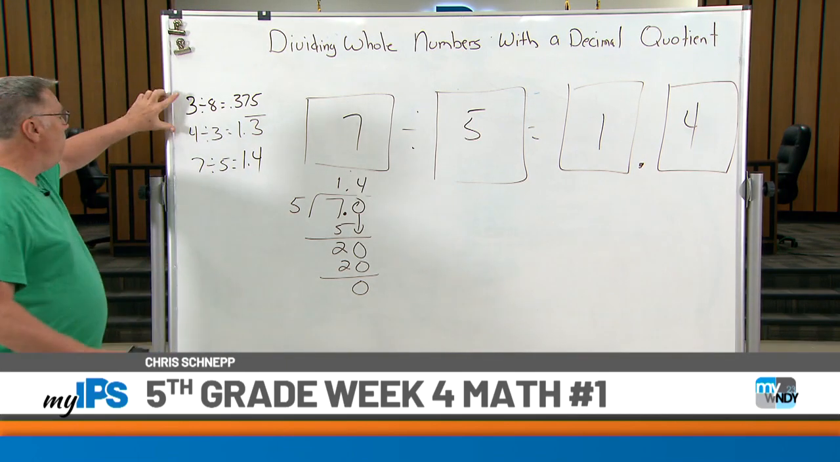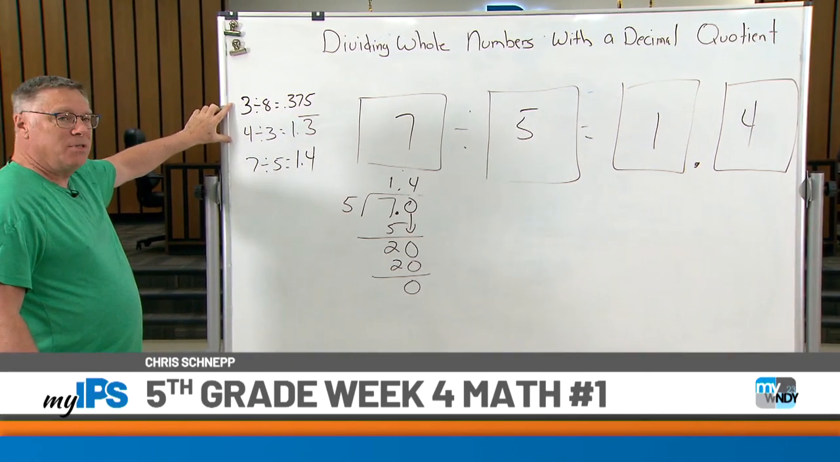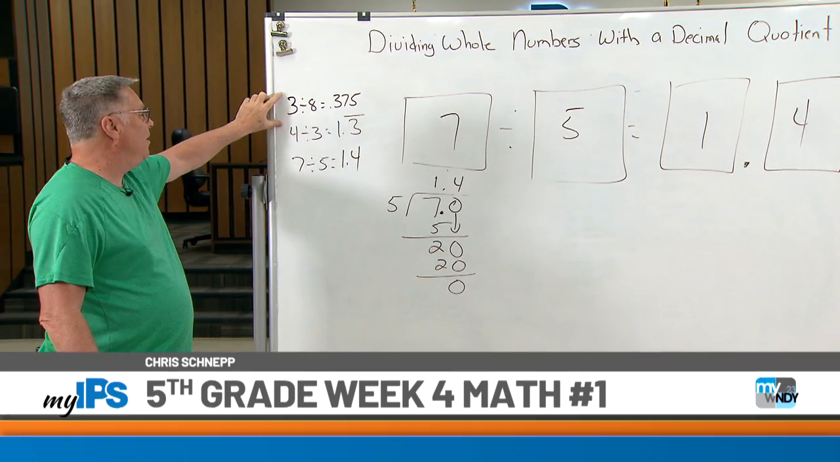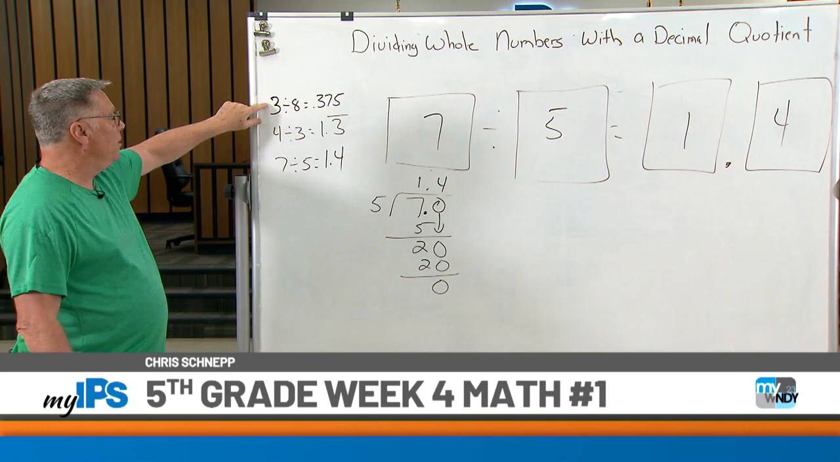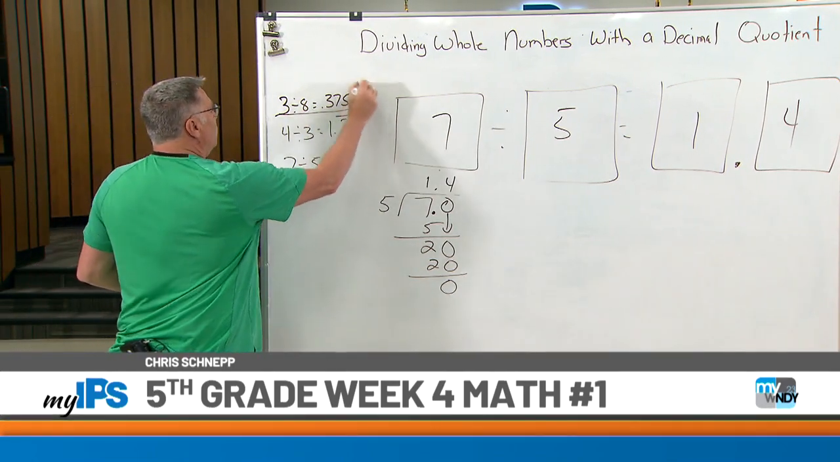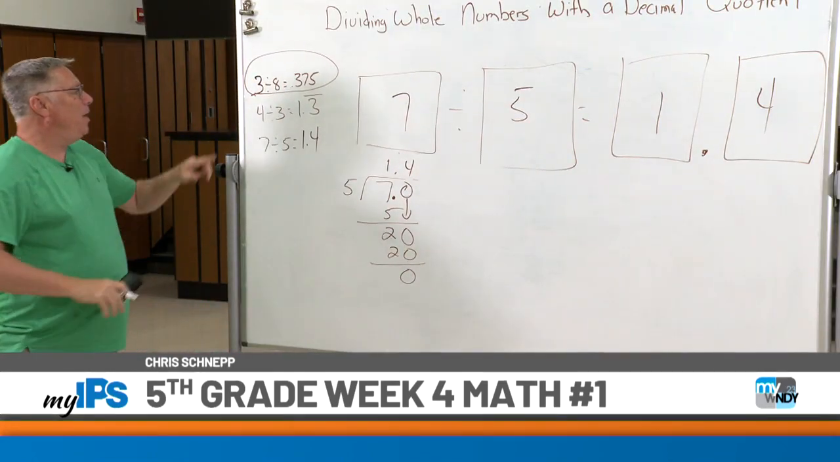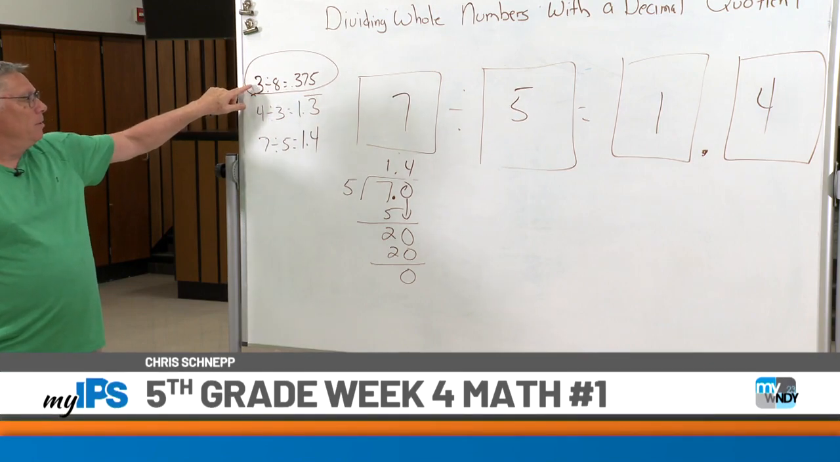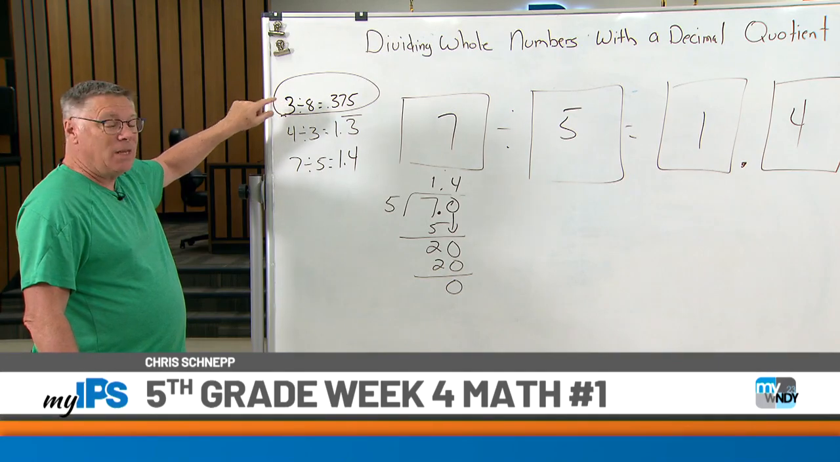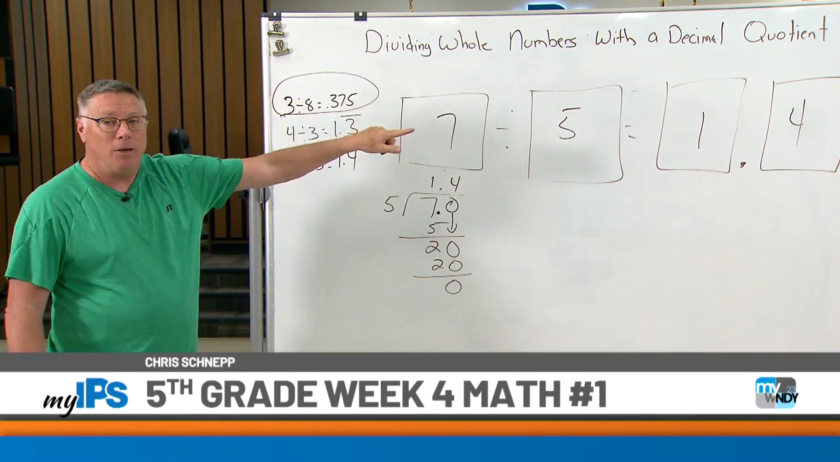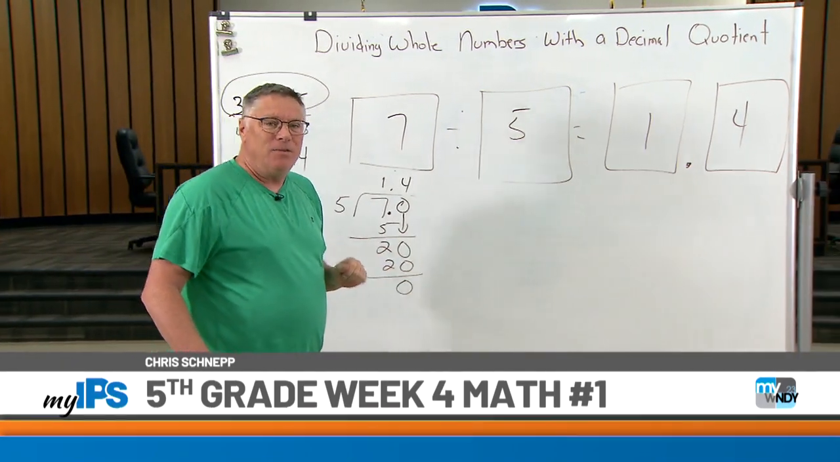So I want you to look back and look at the types of numbers that you cannot use to get a whole number, and look at the way that we did this first one. Anytime you divide by a number greater than the dividend, you are not going to get a whole number. That's our lesson for today.